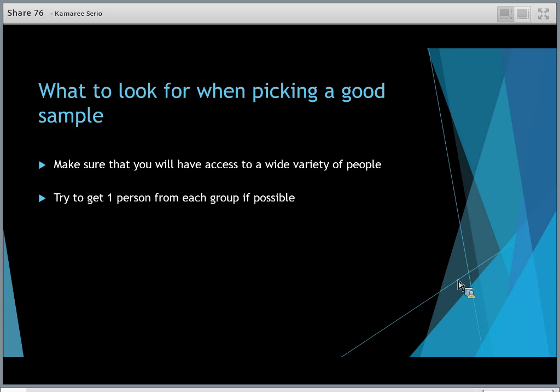And you also want to try and get one person from each group if possible. So that means if you are in high school and you want to know what the favorite lunch food is, you want to try and ask a freshman, a sophomore, a junior, a senior. You want to try and get everyone, maybe even some teachers.